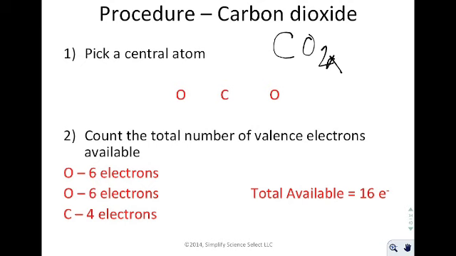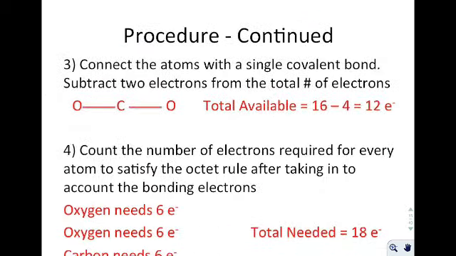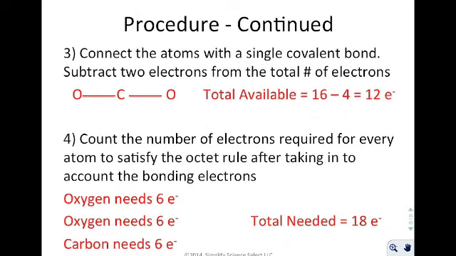Okay, so if you were to look at this, I've picked a central atom, and then you count the total number of valence electrons. This oxygen has 6 valence electrons, this one has 6, and this carbon has 4. So because of that, I have a total of 16 valence electrons. Now what I do is connect the atoms. Whenever you connect the atoms by a bond, they're now connected to each other, but you've lost 4 electrons: 2 electrons here and 2 electrons here. So I have to subtract 4 total electrons from my total, leaving me with 12 possible electrons.